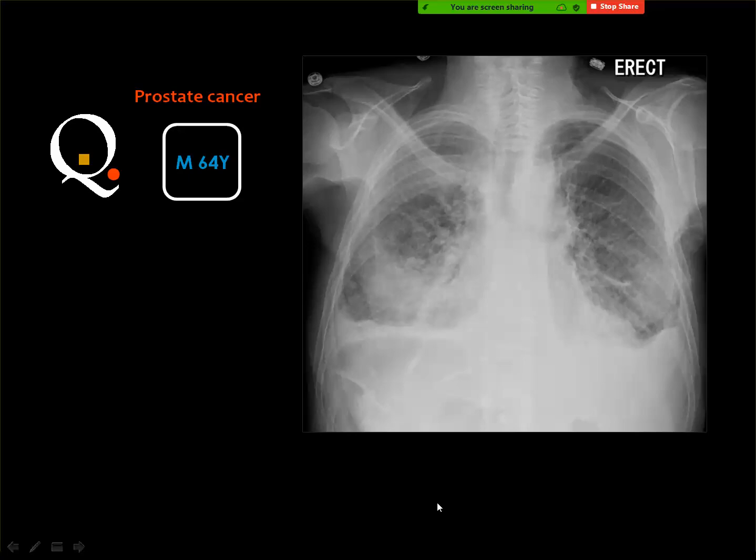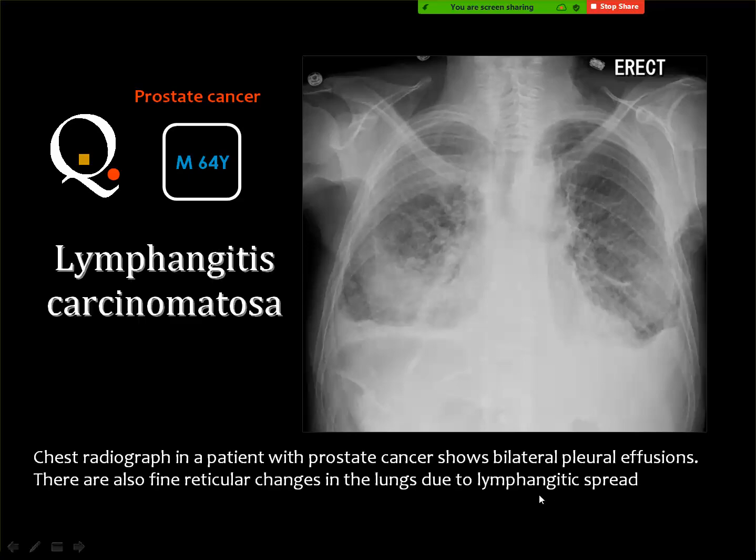Bilateral diffuse interstitial opacities with bilateral pleural effusion. In a case of prostatic cancer, it is highly suspected to be metastases in the first priority. What kind of metastases? Lymphangitis carcinomatosa. With interstitial opacities and a current history of cancer, you consider lymphatic spread of this carcinoma and you diagnose lymphangitis carcinomatosa.